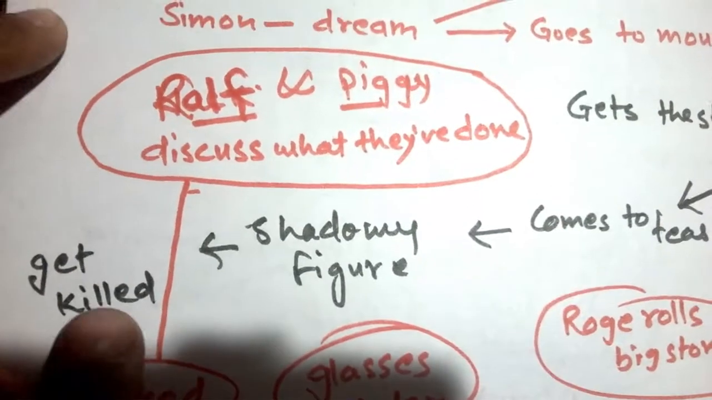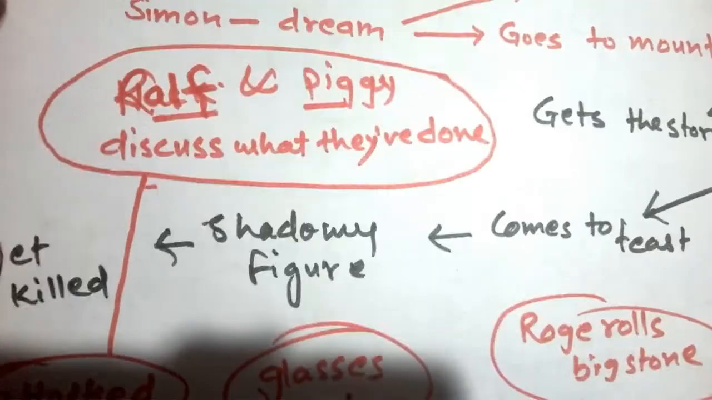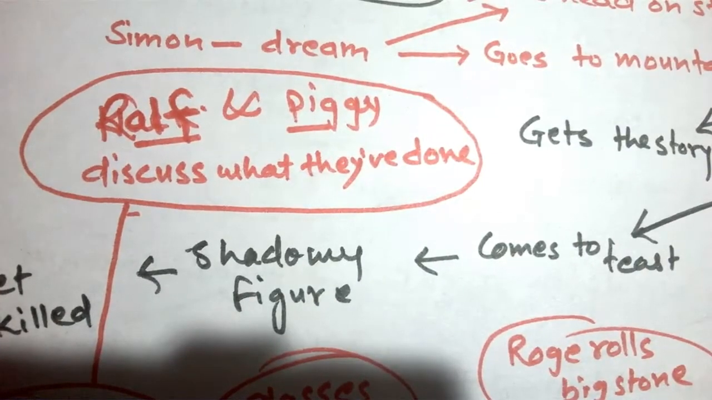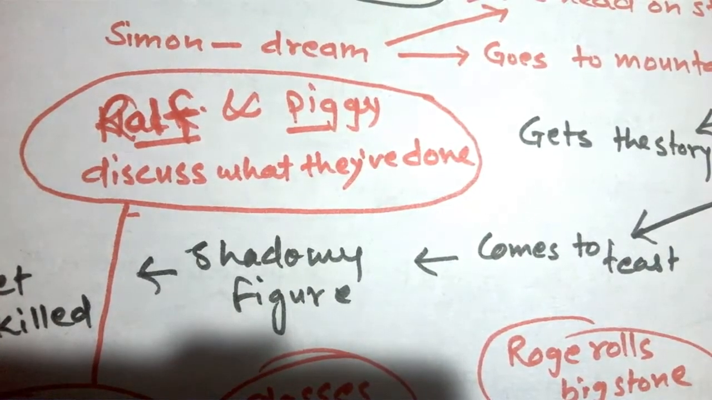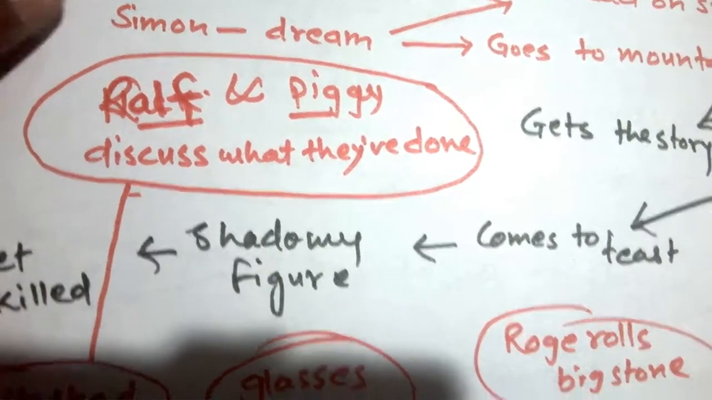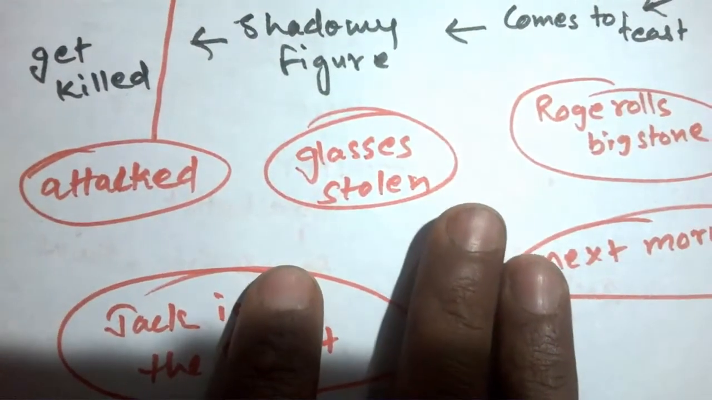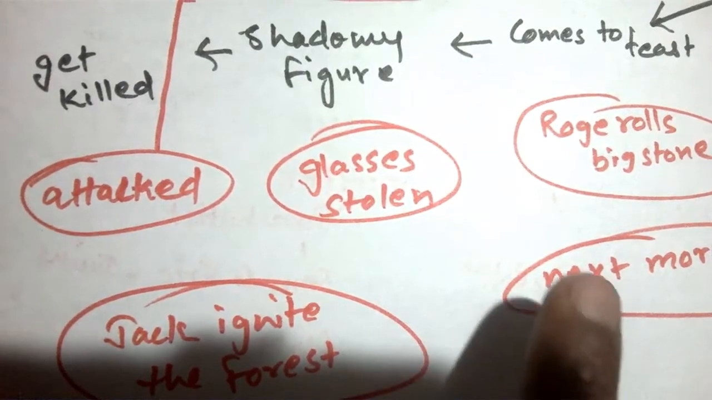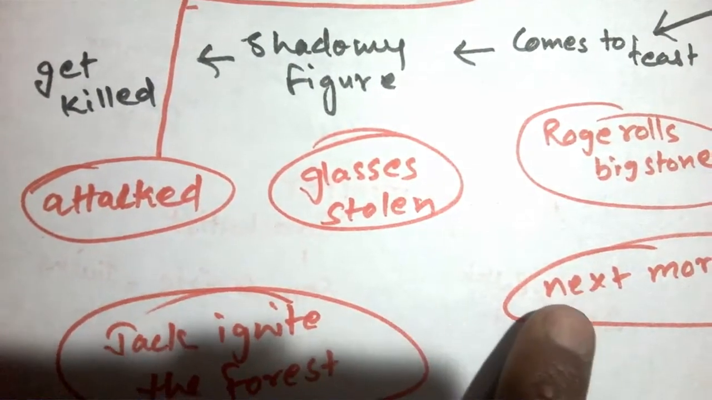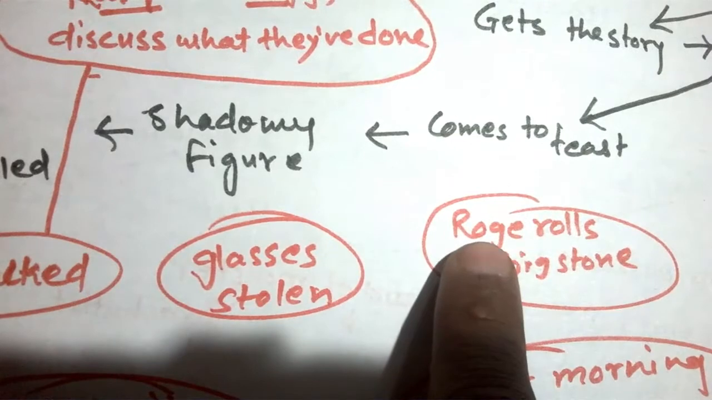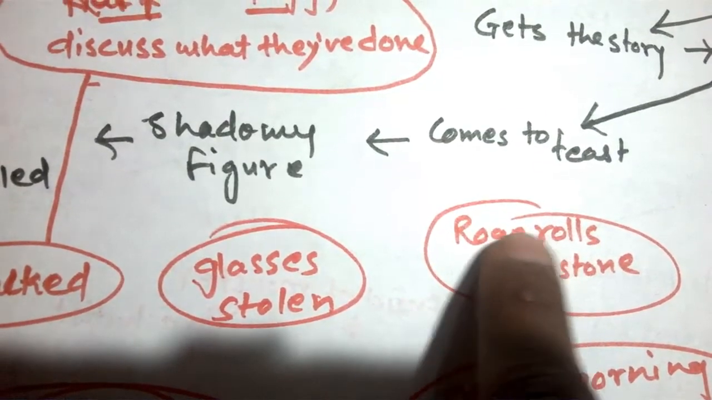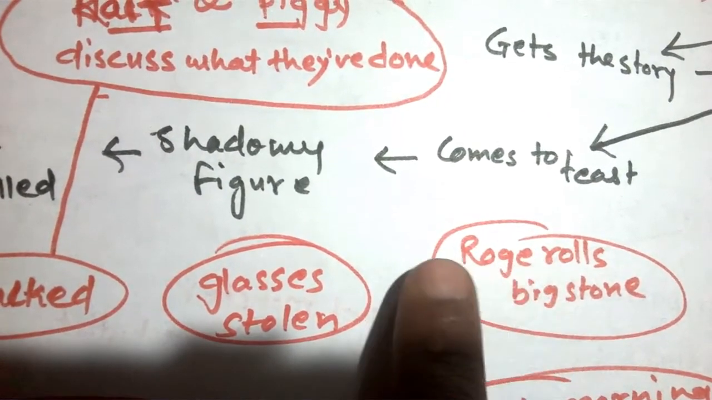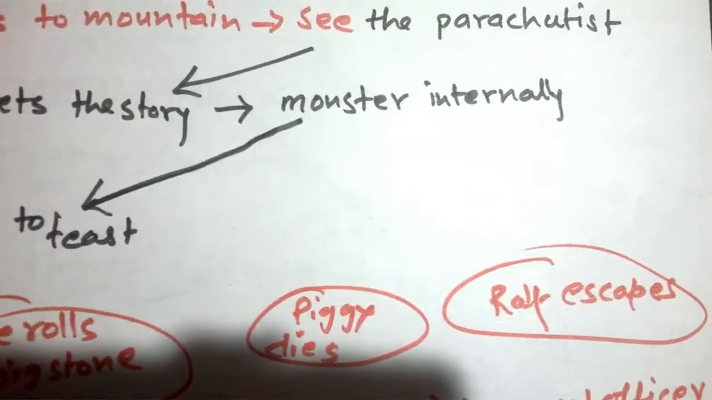Okay, so when he gets killed, later at night, Ralph and Piggy discuss what they have done, and they felt bad about this. And then they decide to go to the others, but they all attacked Ralph and Piggy. And Piggy's glasses are stolen now. And there is a boy, Roger. Roger rolls a big stone, and then Piggy dies.